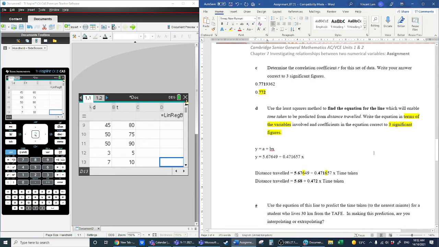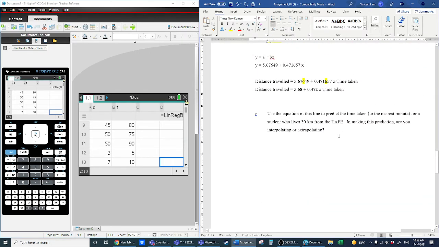Okay, moving on. Part E, which is the last one here. Use the equation of this line to predict the time taken for a student who lives 30 kilometers from TAFE. So this is what we did in term 1, where we just used the formula 72 multiplied by time. We are looking for the time. So we're going to change the distance to 30, and we just need to use the solve function. Times t, comma t, equals 2.